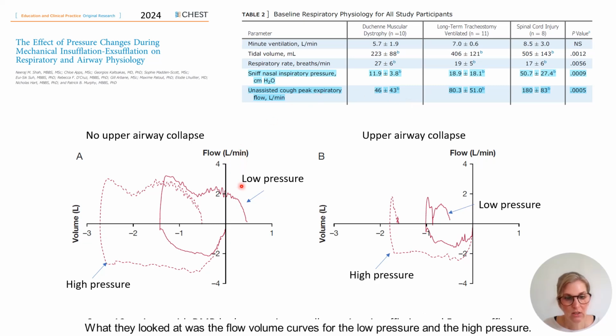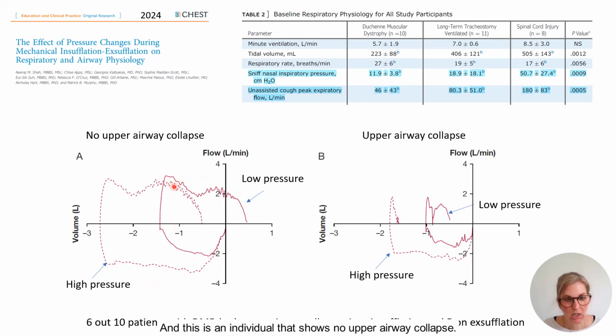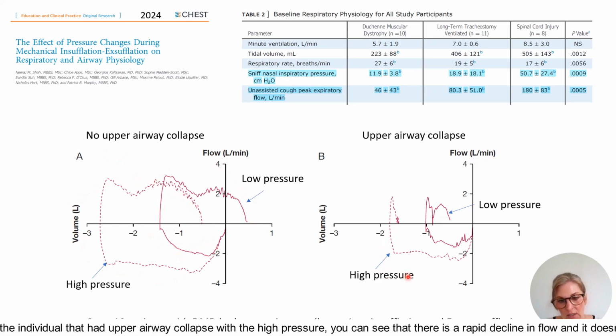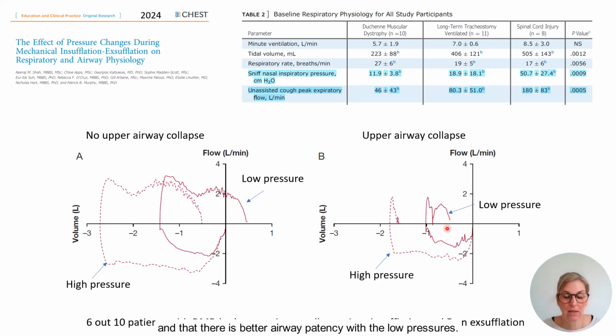What they looked at was the flow volume curves for the low pressure and the high pressure, and this is an individual that shows no upper airway collapse. We've got the inspiratory and the expiratory flows, and you can see that they're open. Whereas in the individual that had upper airway collapse with the high pressure, you can see that there is a rapid decline in flow and it doesn't continue, and that there is better airway patency with the low pressures.